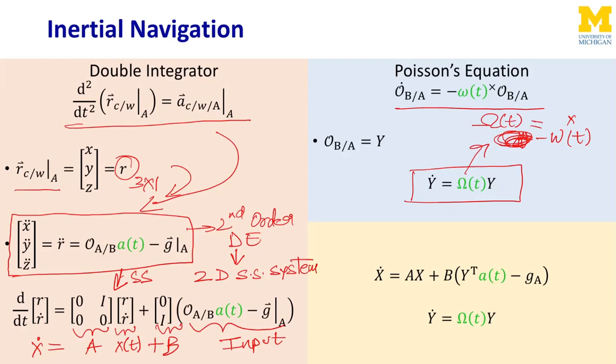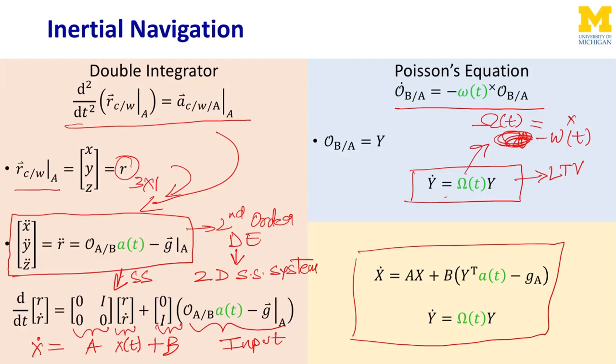So now, if you look at this equation, this is an LTV system. It's linear in y, but it's time varying because its coefficient matrix, or the dynamics matrix, is time varying. So, well, it's not that bad. It's only time varying. It's not nonlinear. So the double integrator by itself is linear. The Poisson's equation by itself is linear. A double integrator is time invariant, but the Poisson's equation is time variant. So we combine these two equations and we get these two equations.